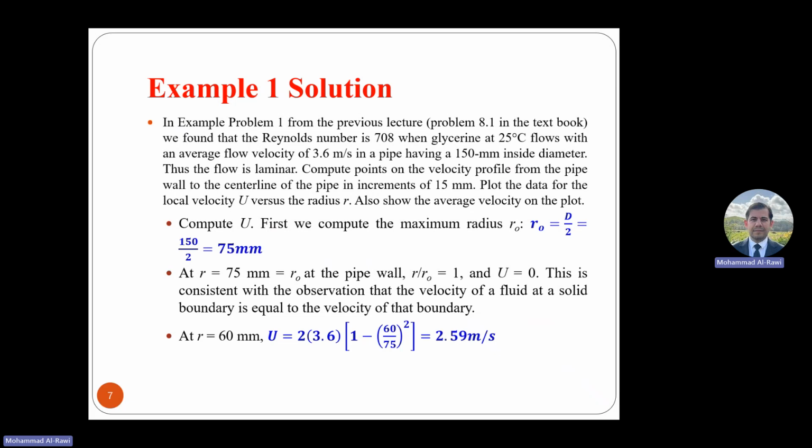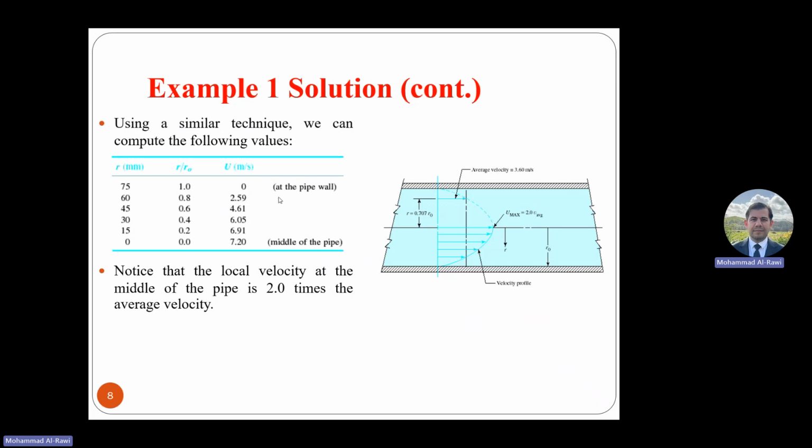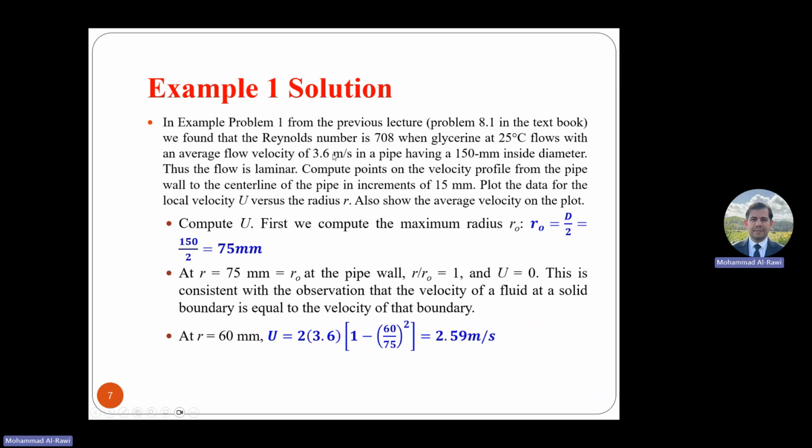velocity of the boundary. When r equals 60 millimeters, u equals 3.6, and then you have the ratio, which is 60 divided by 75, R naught, and that will give us 2.59 meters per second. We can see this in a table, but to go through that equation, it's better to see it in that shape. So r equals 0.707 R naught from here to the center. And here we say the u maximum is about 2 times the average velocity, because the average velocity equals the maximum divided by 2. And here you could find exactly where the average velocity is 3.6 meters per second. That's what was given to us in the question.